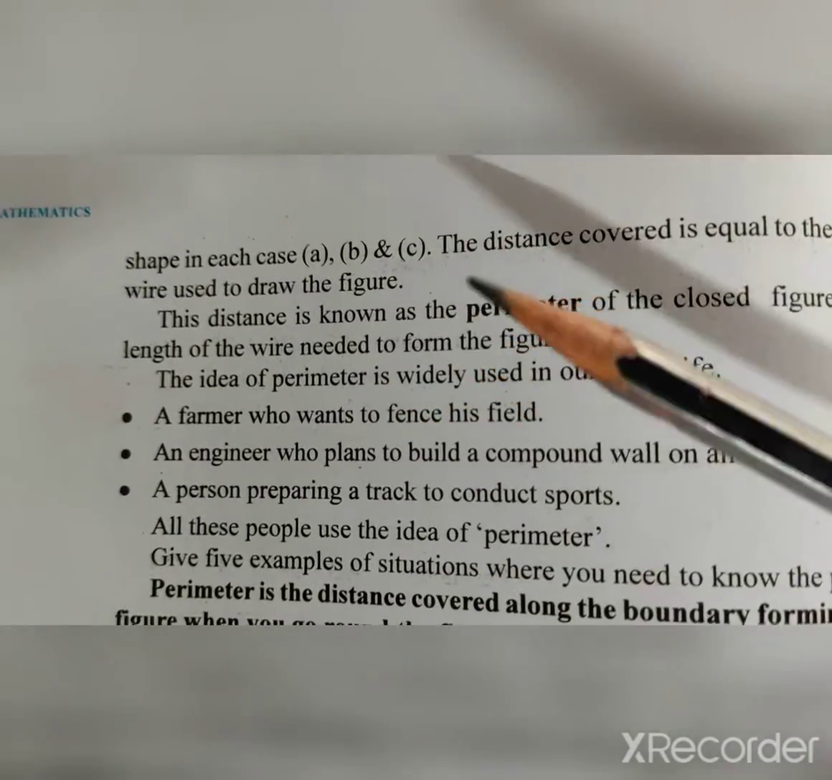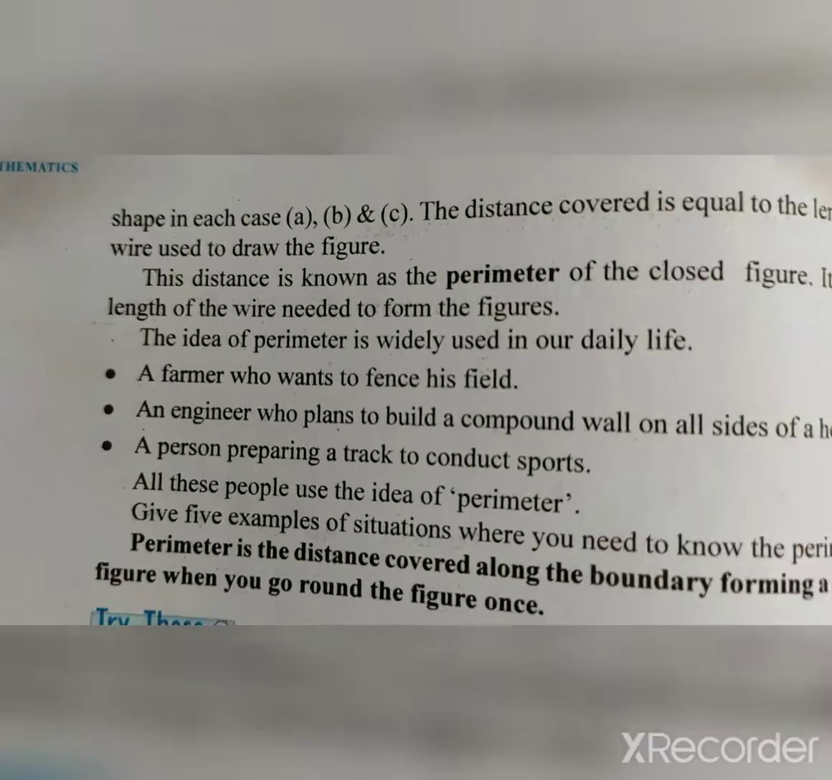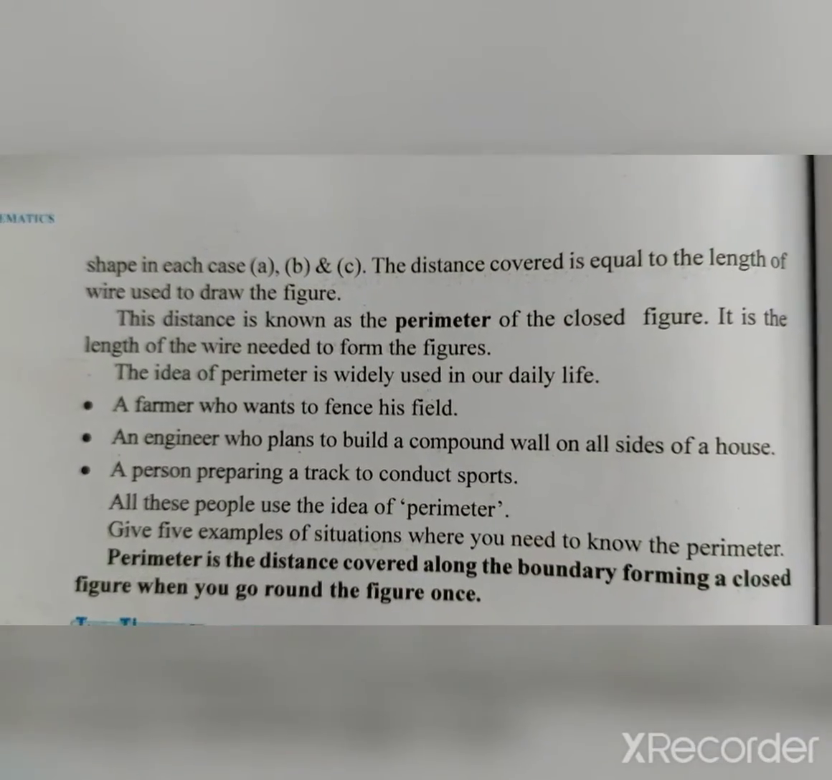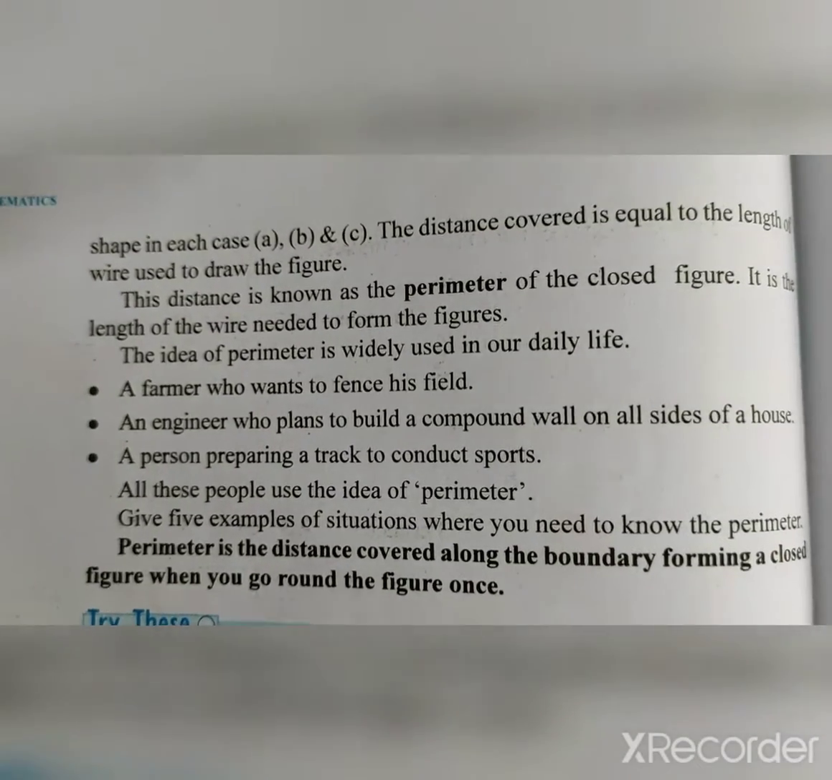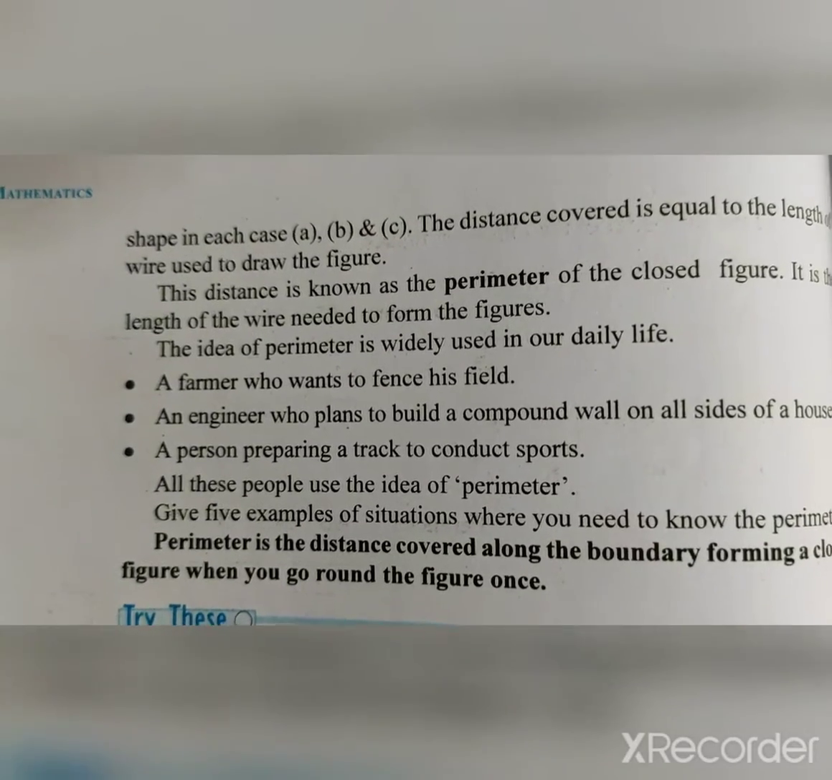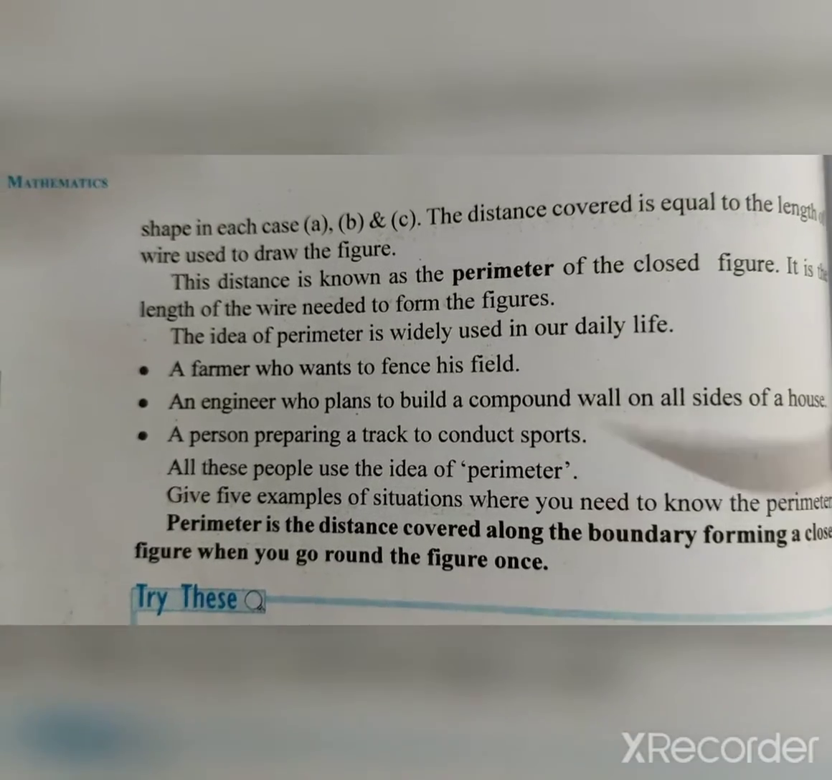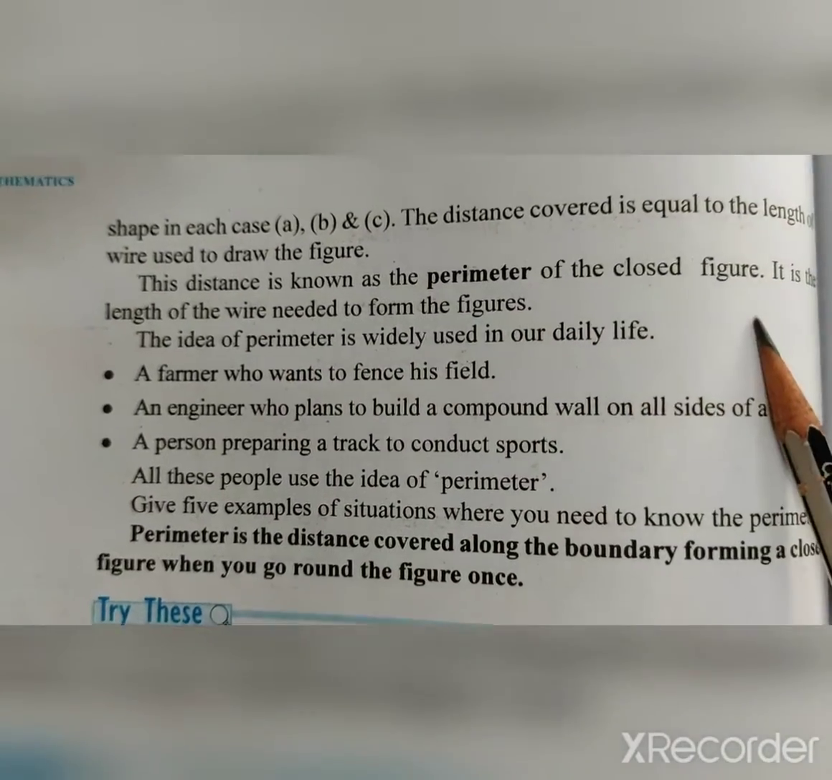So in each case we have taken one round of the figures. The distance covered is equal to the length of wire used to draw the figure. In short, we can say that the distance covered is equal to the length of wire used to draw the figure. So the distance is known as the perimeter of the closed figure.